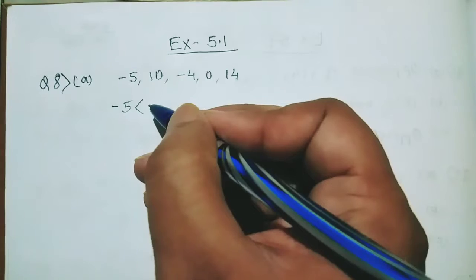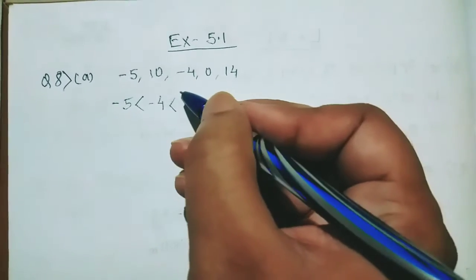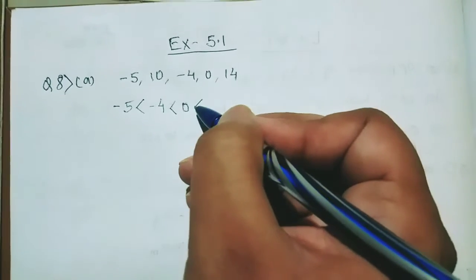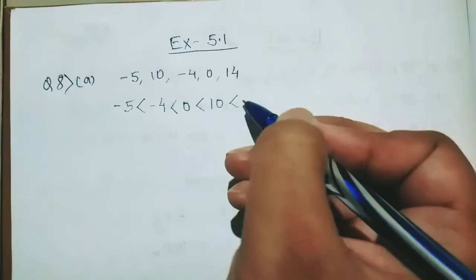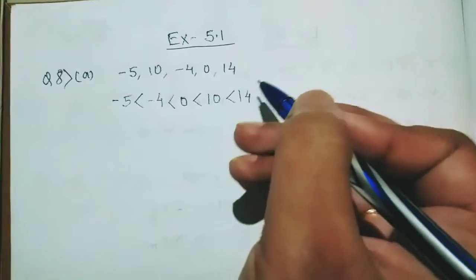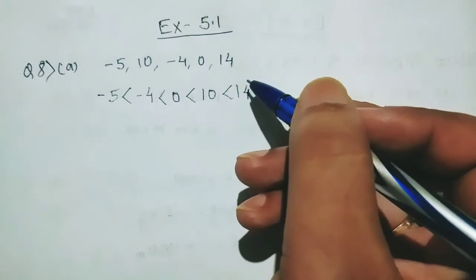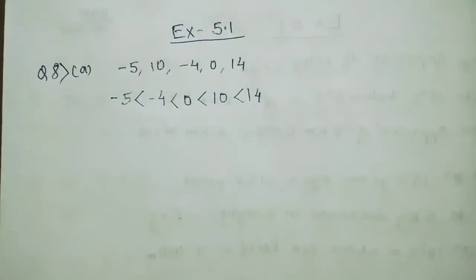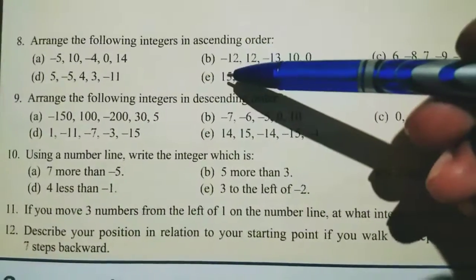Minus 5, then which will come? Minus 4. Then greater than this is what? Minus 5, minus 4, then 0. Now greater than this is what? 10, and greater than this is 14. That means the greatest integer is 14. So in this way you have to arrange in ascending order, that means smallest to biggest. Understood? Now question number B, D and E are your homework.